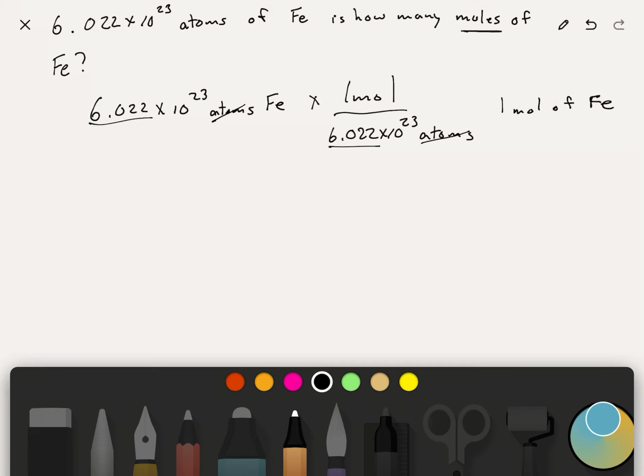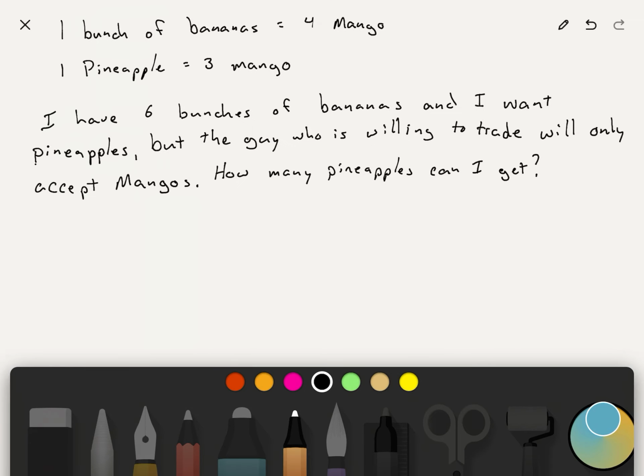However, both of our numbers here, 6.022 and 6.022, have 4 significant figures. So our correct answer would actually be 1.000, so we get all 4 of our significant figures, moles of iron.